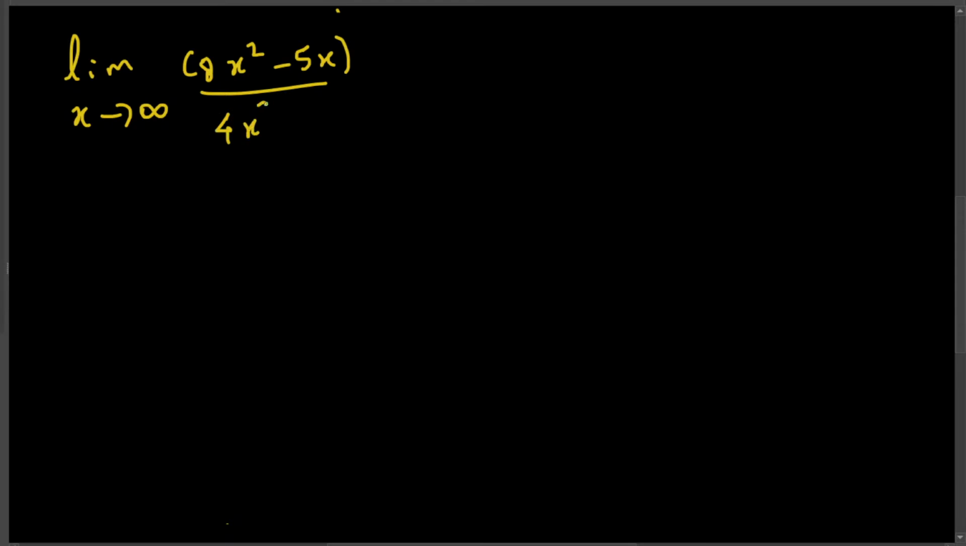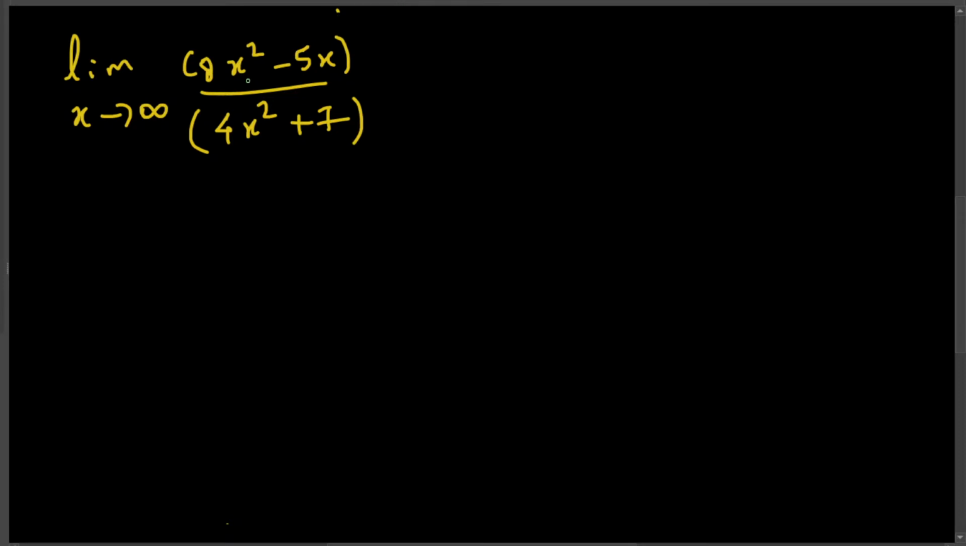Limit at infinity. Now let's say we have a function given like this: limit x approaches infinity of 8x squared minus 5x divided by 4x squared plus 7. Here you can see that first we cannot direct substitute because we are going to get infinity over infinity, since we have the same power in the numerator and the denominator. So we have to do something else.